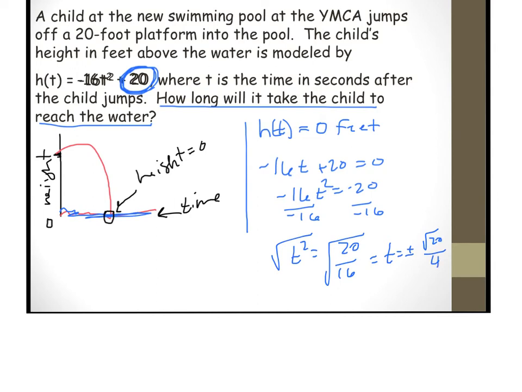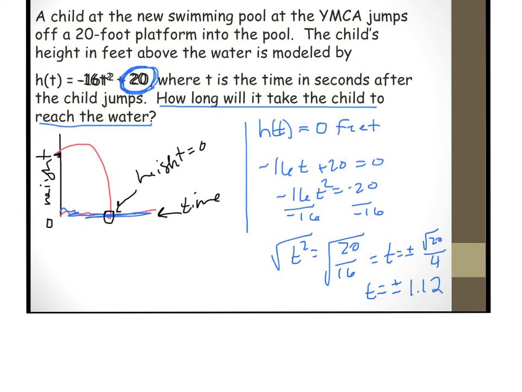I'm going to take out my calculator. We want to know what time. If there's no application, we want exact answers, we would just reduce this. But I'm going to go ahead and calculate this. So if I take the square root of 20 and divide it by 4, I'm going to get t is equal to plus or minus 1.12, rounding to the nearest hundredth.